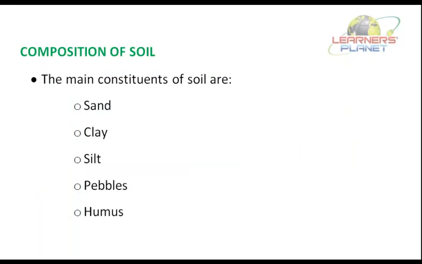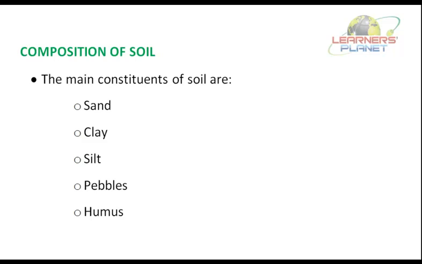Composition of soil. Students, soils are a mixture of different things like rocks, minerals and dead decaying plants and animals. So soil can be very different from one location to another. But generally it consists of organic and inorganic materials, water and air. These are very important materials which are present in soil.